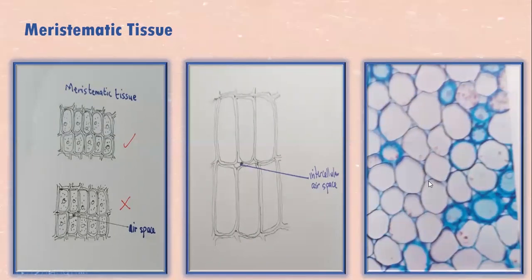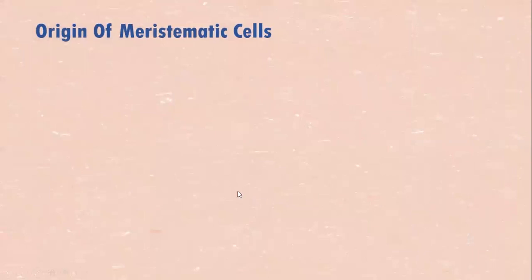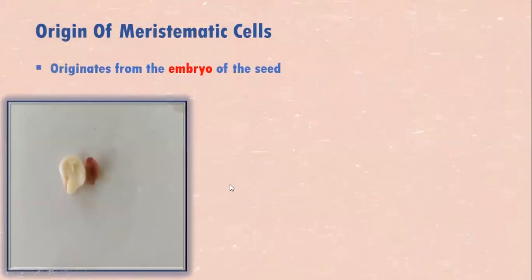This is an air space here. So you know they are not meristematic; they are parenchyma. We'll look at them. Now we want to look at the origin of meristematic cells that produce all the other cells.